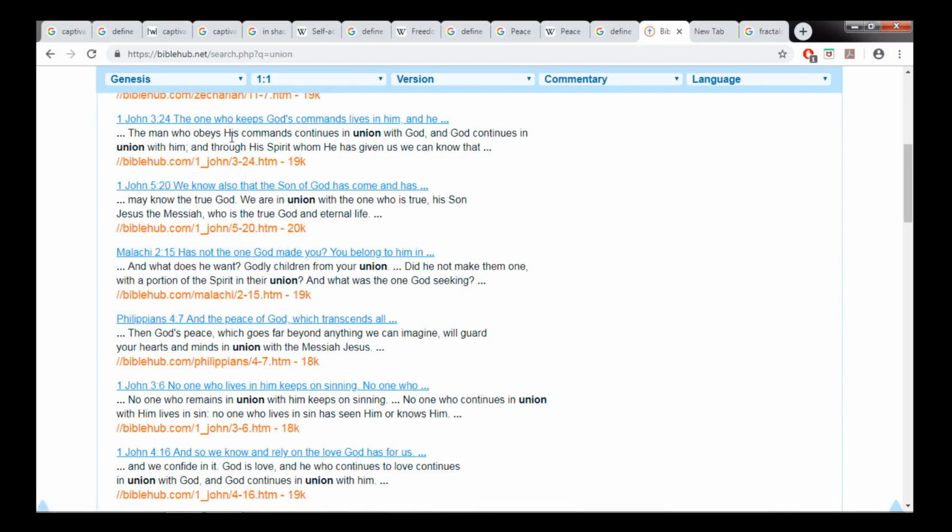Don't even bother. The man who obeys his commands continues in union with God, and God continues in union with him. And through his Spirit, whom he has given us, we can know that. Wow. Right? We are in union with the one who is true, his Son, Jesus, the Messiah, who is the true God and eternal life. Amen.